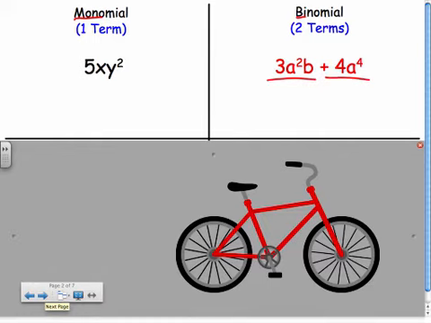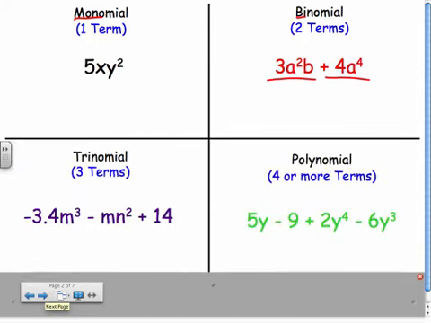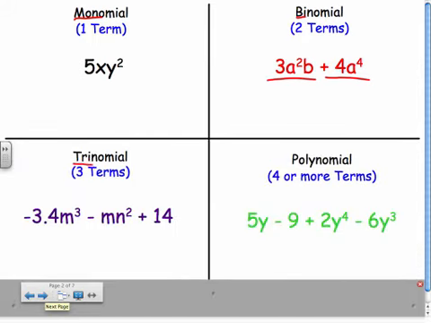Well, think about 3 terms. What's a prefix for 3? How about tri, like a tricycle or a triceratops. So that has 3 terms, right? 1, 2, 3 terms. So it's a trinomial. Anything with 4 or more terms, we just simply call it a polynomial. There's no special word for that. So 4 or more, we'll just call it a polynomial. It doesn't matter what the exponents or anything like that are. It's just called a polynomial.